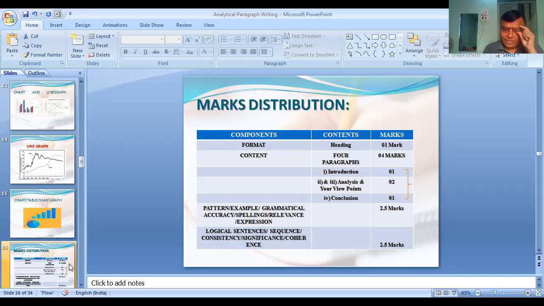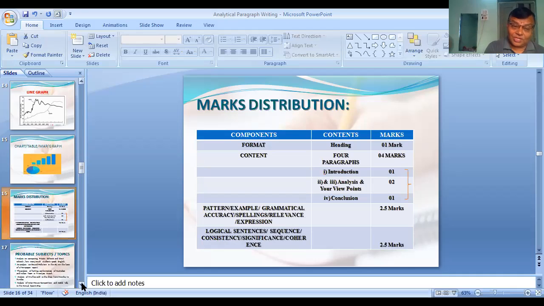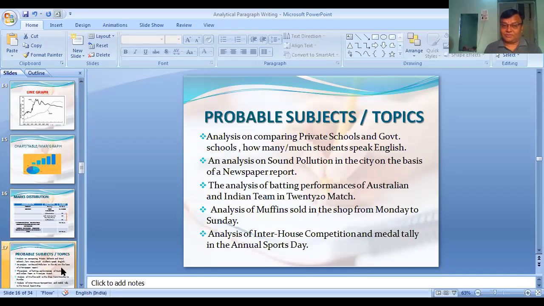A very important thing is the pattern: grammatical accuracy, spelling, relevance, expression. If your sentences are very expressive, you will get 2.5 marks. The last one is logical sequence of sentences, the consistency and relativity of your thought. Combined together, that is again 2.5 marks. If you add it all up, you will get 10 marks. So children, keep this in mind, it is very important for you.